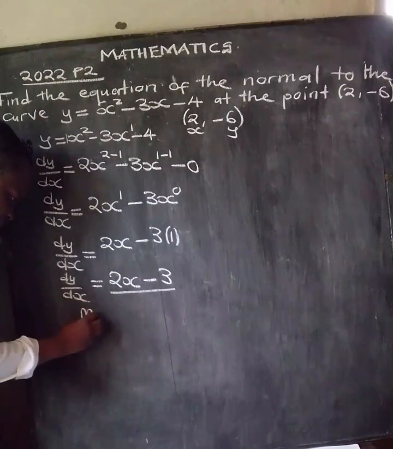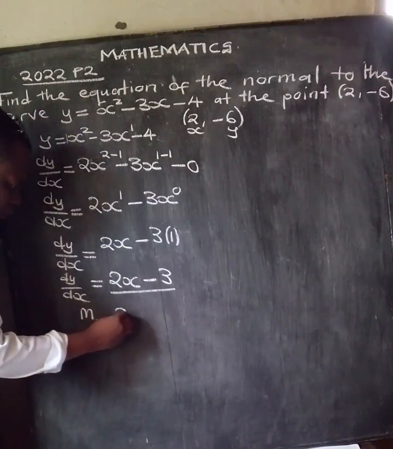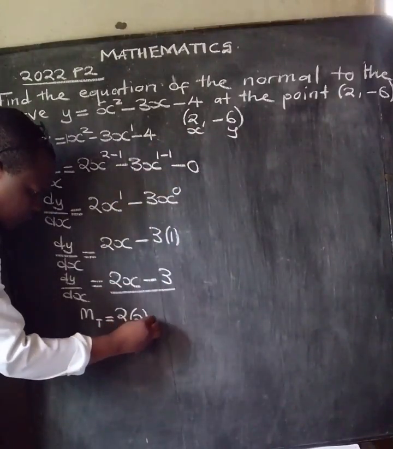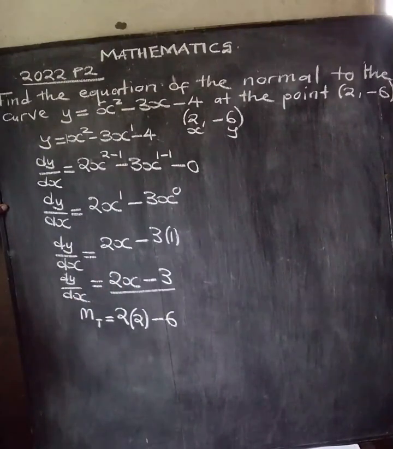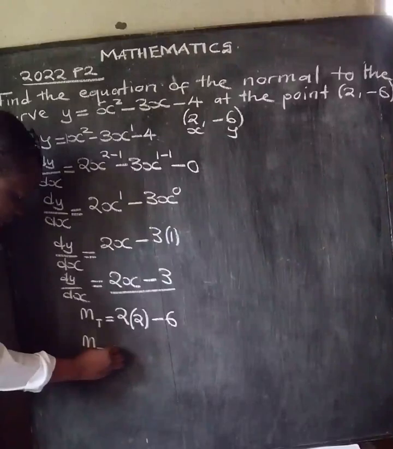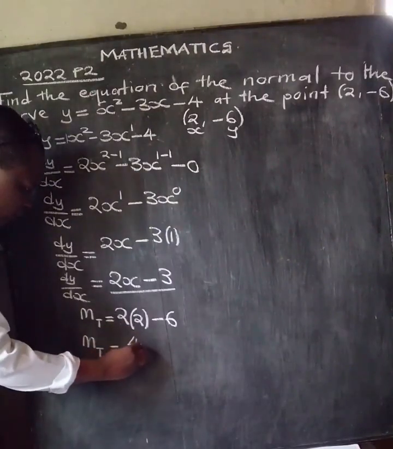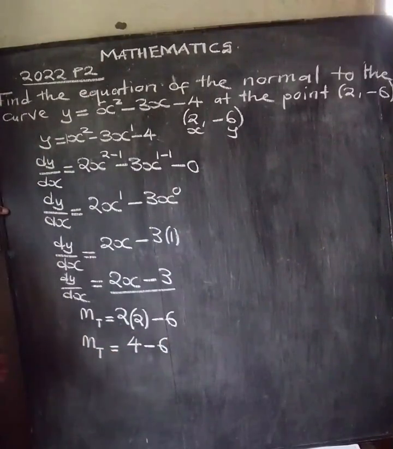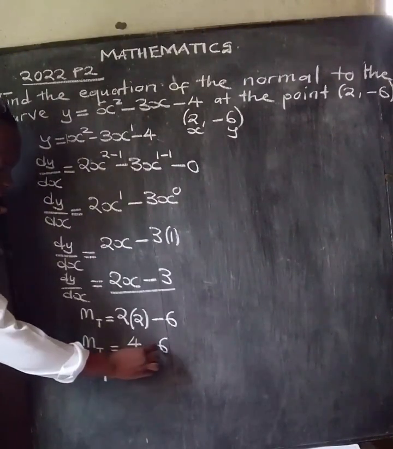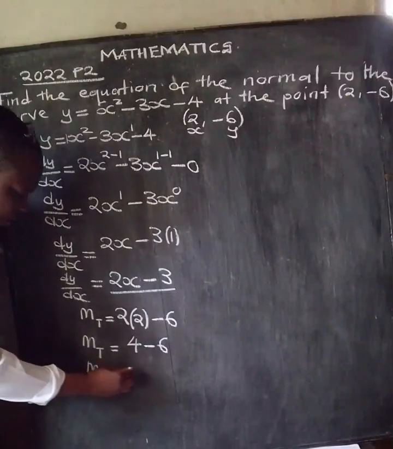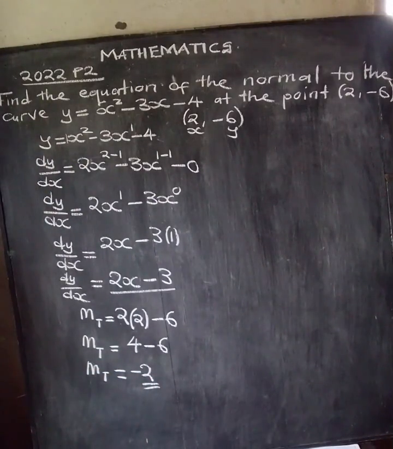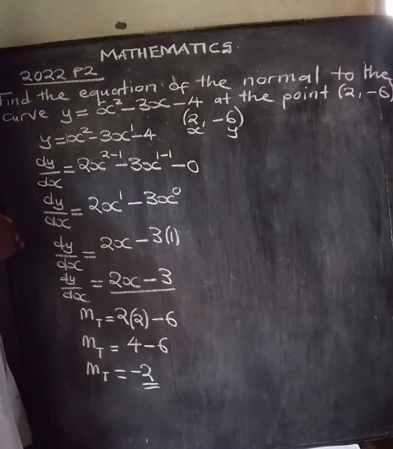So we are going to say gradient of the tangent is equal to 2, where there is x, you put 2. So we put 2 minus 6. Okay? So we can move on and say gradient of the tangent is equal to 2 times 2, you get 4 minus 6. You get negative 2. So negative 2 is the gradient of the tangent.